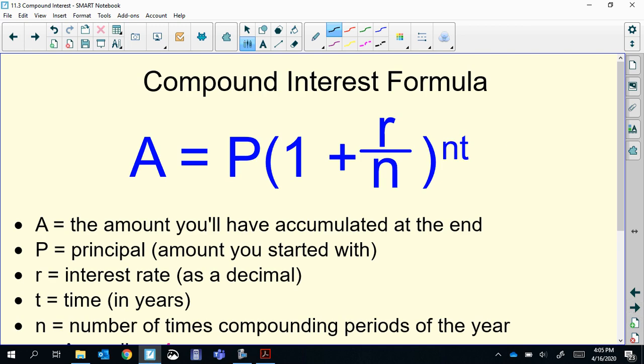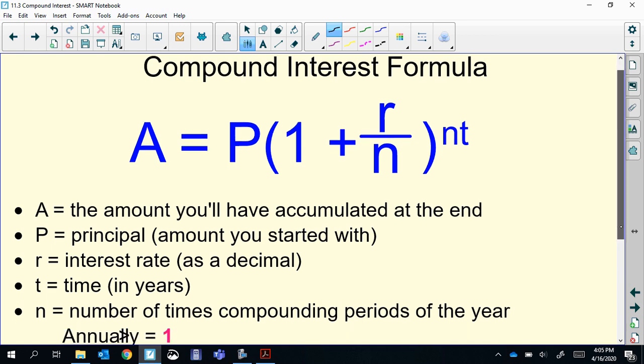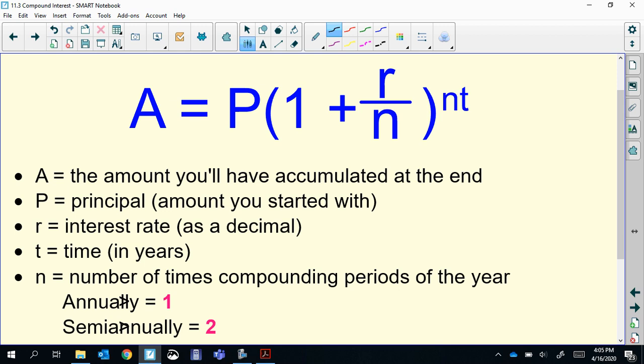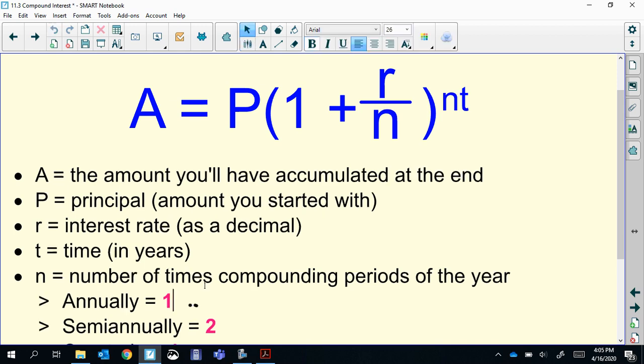So there is a formula for it. A equals your amount, like the final amount. P is principal. R is the rate, the interest rate. Again, we're going to do that as a decimal, just like simple interest. Time is measured in years because the rate will also be an annual rate. And then N represents how many times it gets compounded in a year.